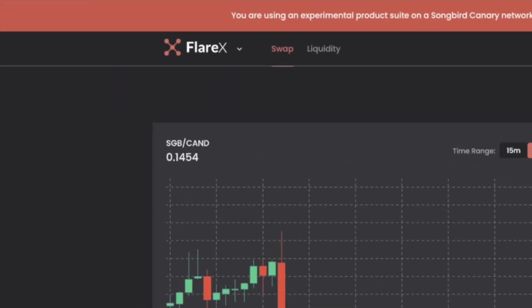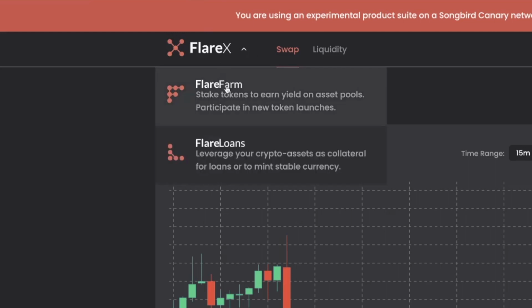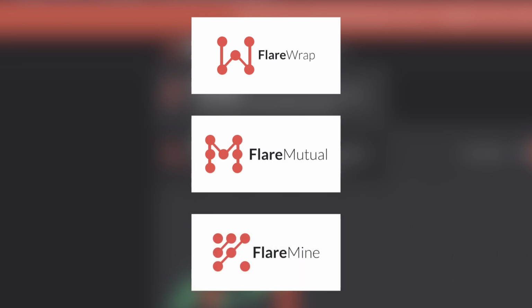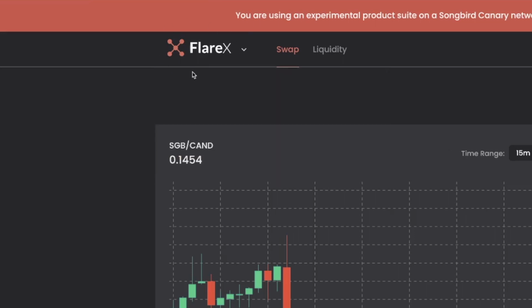If we look at the top left here, this is, I guess, the protocol selector. You can click on this and it will list all of the different applications that you can use. At the minute, we have FlareX, FlareFarm, and FlareLoans. In the future, we will also have FlareWrap, FlareMutual, FlareMine, and FlareDrop.